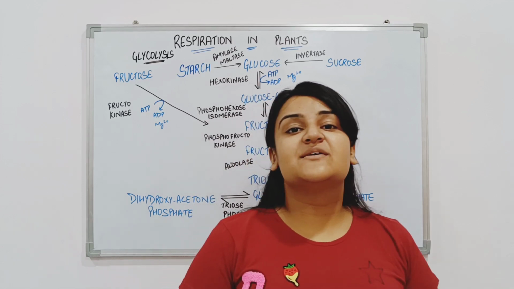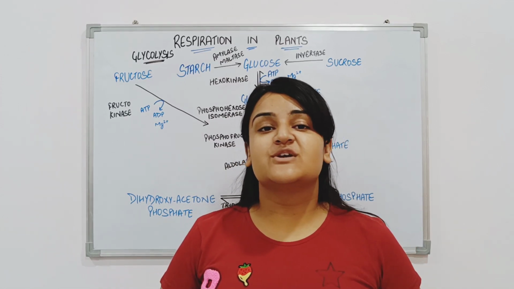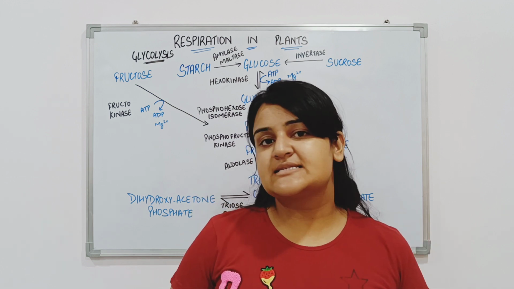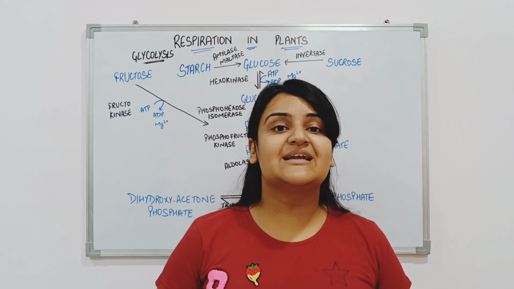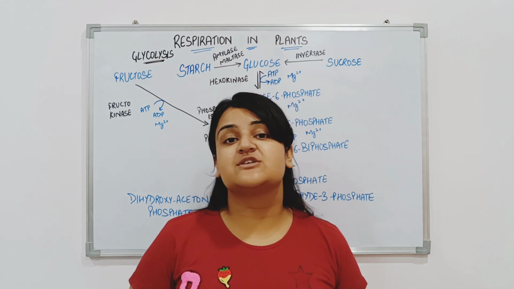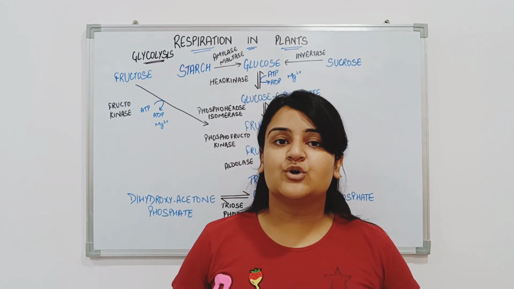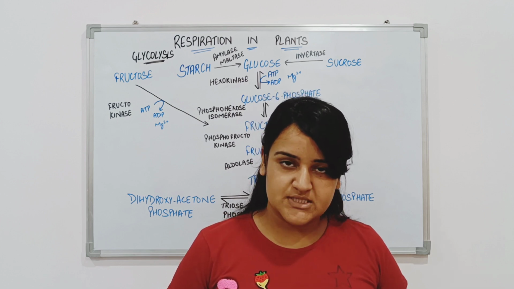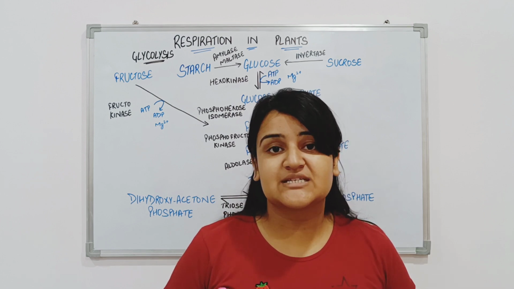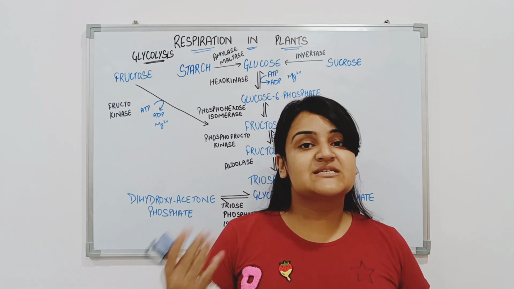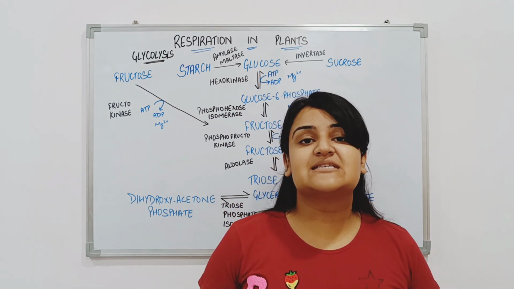Hello students, today we are going to start with respiration in plants. Firstly, you have to understand that in plants there are no specialized organs for the respiration process, right? Respiration is actually the breakdown of carbon-carbon bonds by the process of oxidation, okay? Now the carbohydrates get oxidized to release energy.